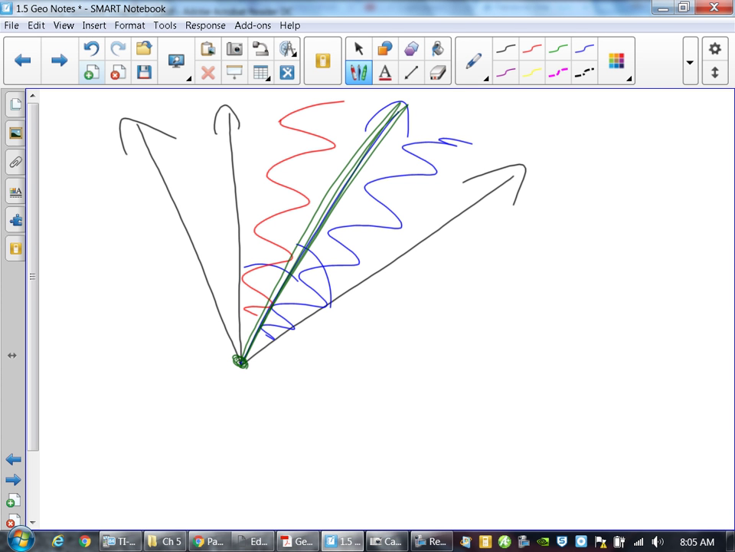Any two angles that share the same vertex and have one side that's the same, they're adjacent. They're just next to each other.